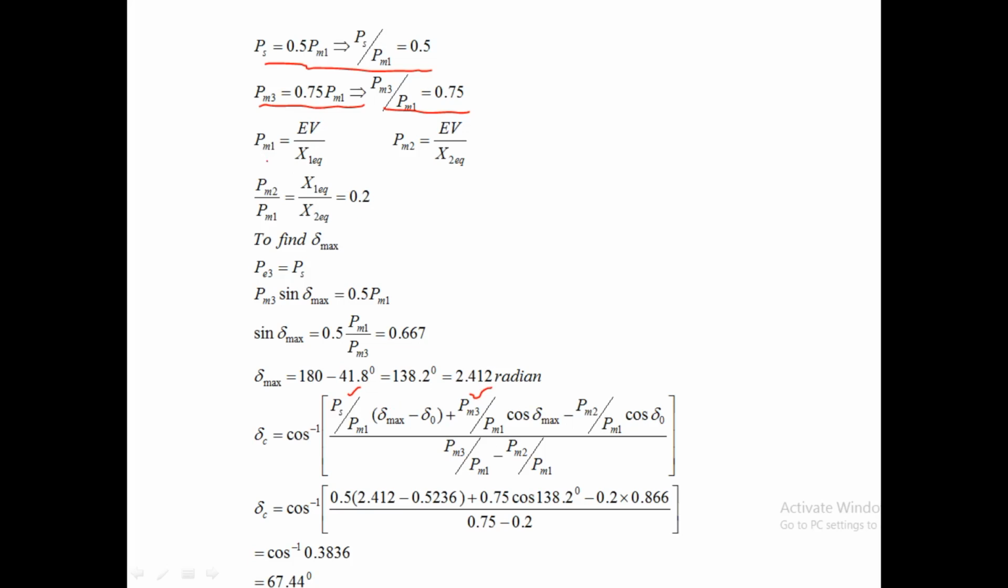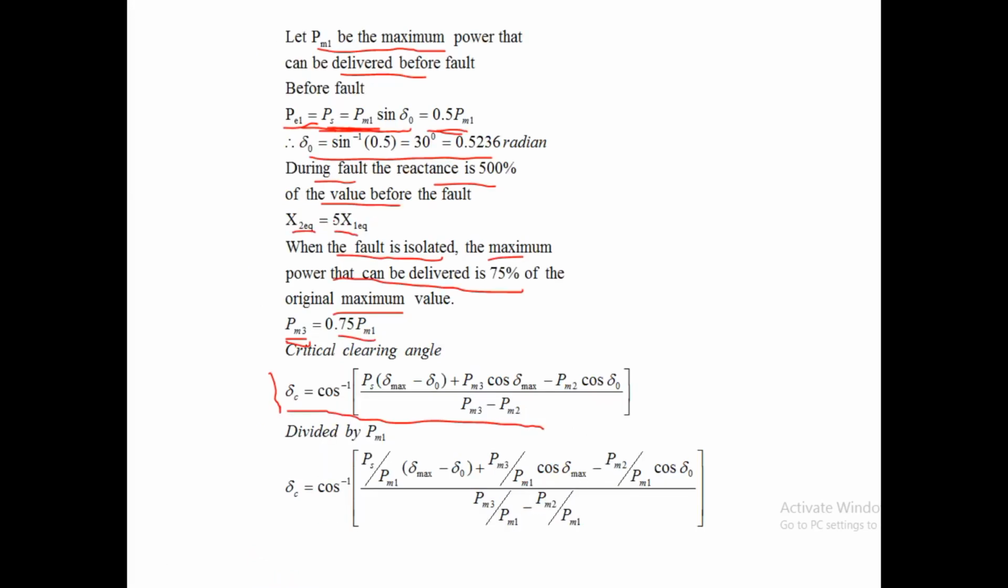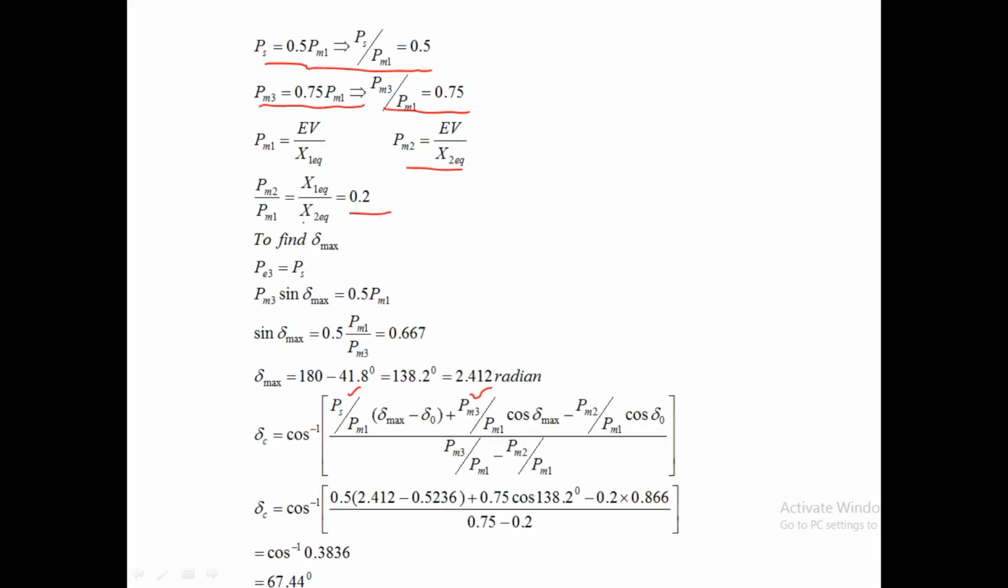Now PM1 is EV by X1 equivalent and PM2 is EV by X2 equivalent. Just take the ratio. PM2 by PM1 will be equal to what? E and V are the same in both cases, so it is X1 equivalent by X2 equivalent. It is also given, because X2 equivalent is 5 into X1 equivalent. So X1 equivalent by X2 equivalent is 1 by 5, equal to 0.2. So we got this one also, all the other terms, and delta 0 also. Now we have to find delta max.